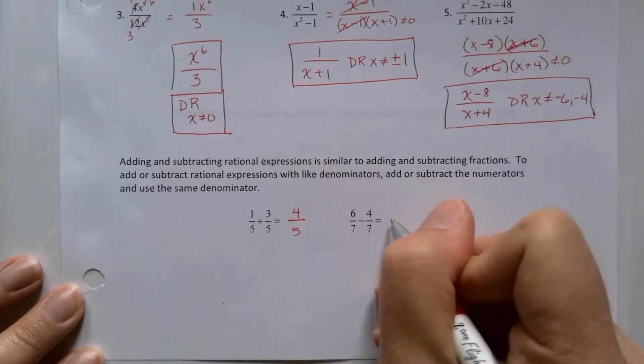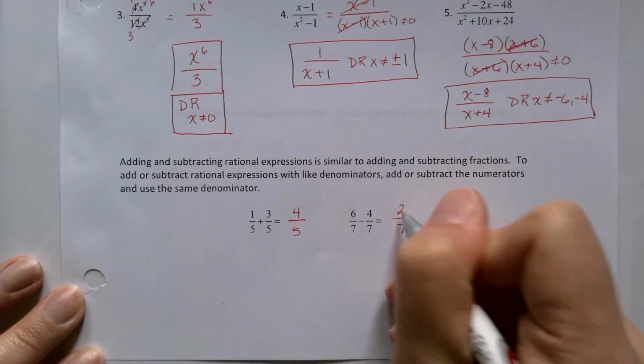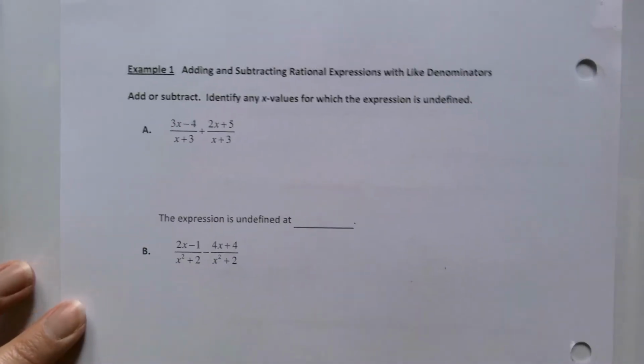All right, this one, same deal. We have a common denominator. 6 minus 4 is 2. Double check to see if it reduces, and it does not. So we're going to start with common denominators just to get a sense of what we're doing.